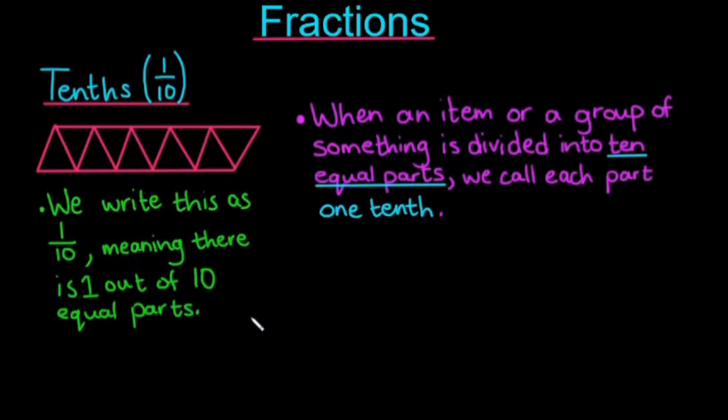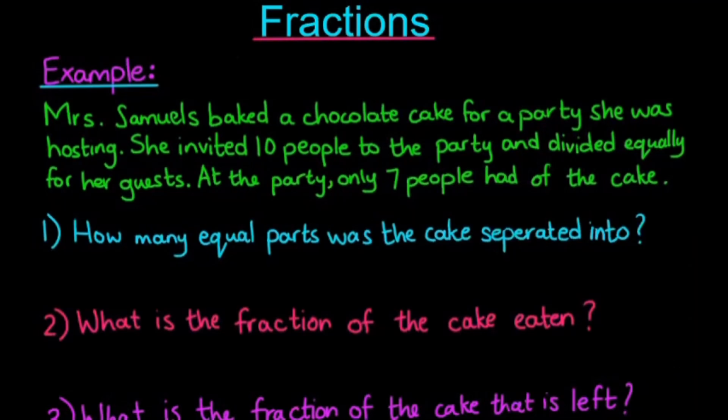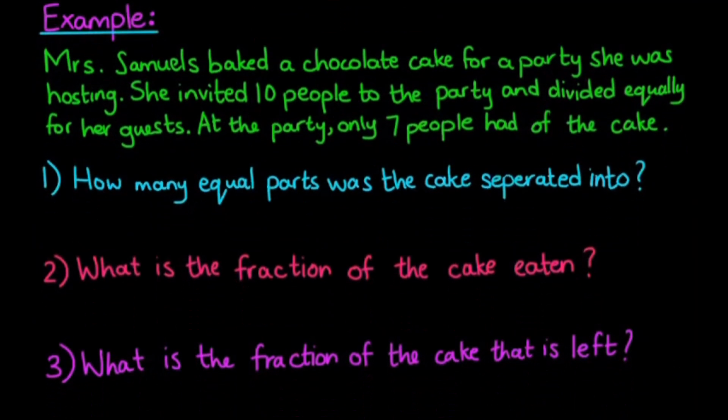Next, we're going to go through 10ths. So when an item or group of something is divided into 10 equal parts, we call each part 1/10. So we write this as 1/10, meaning that there is 1 out of the 10 equal parts. So we have the following example to go through with regards to 10ths. Mrs. Samuel baked a chocolate cake for a party she was hosting. She invited 10 people to the party and divided the cake equally for her guests. At the party, only 7 people had some of the cake.